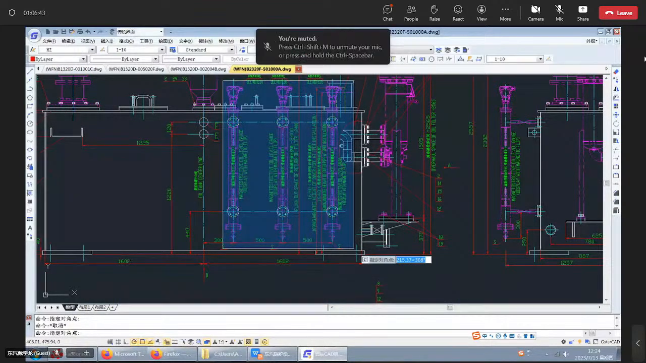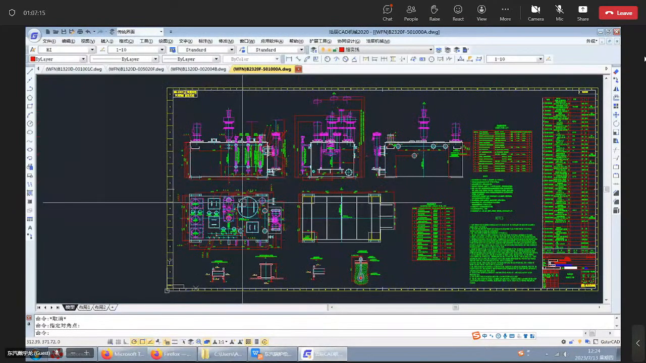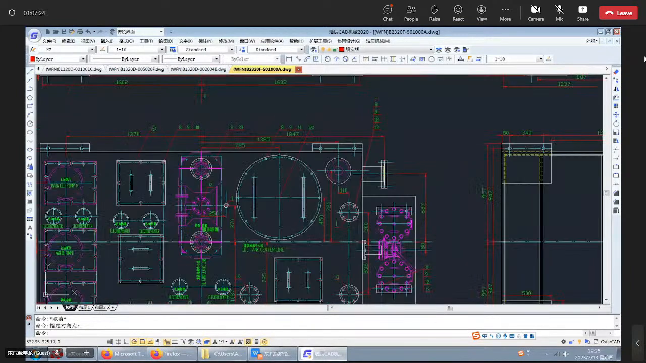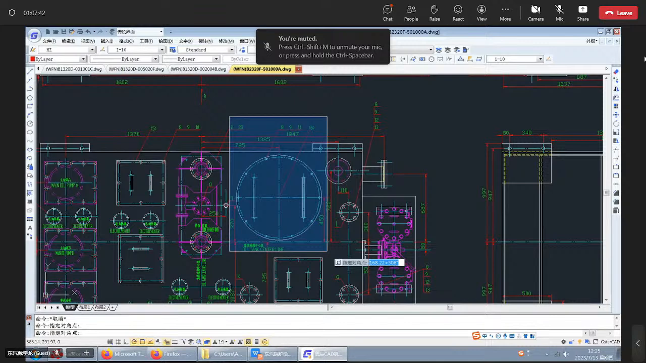These three are our oil tank level measuring devices, the oil level indicator, which is the monitoring instrument. This place is where we install the oil filter screen.